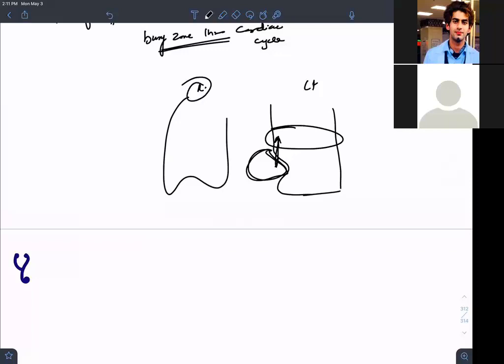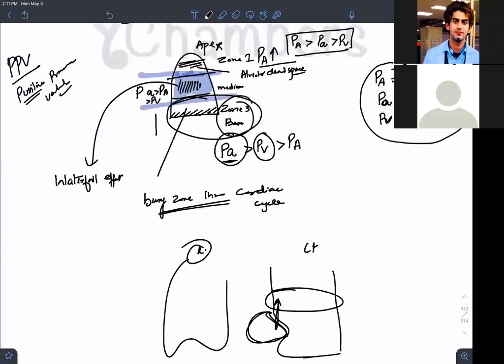Fine. So who is having the highest blood flow? Base, zone 3. Who is having the medium blood flow? Zone 2. Who is having the lowest blood flow? Zone 1. Can we understand now? So what about zone 4?